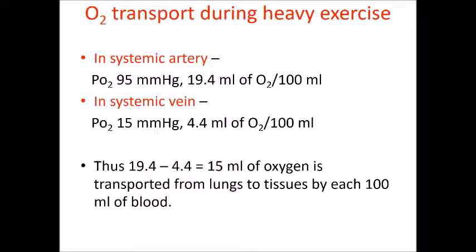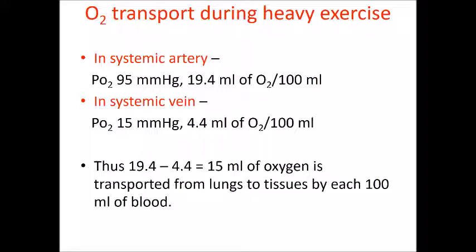Now what about oxygen transport during heavy exercise? Again we will start our discussion with the systemic artery. Systemic artery values will be the same. PO2 is 95 millimeter of mercury and the amount of oxygen is 19.4 ml in 100 ml of blood. Now in the systemic veins, the PO2 will not remain 40 millimeter of Hg because tissues are rapidly using oxygen. So obviously the partial pressure of oxygen will rapidly reduce. It may reduce as low as 15 millimeter of mercury.